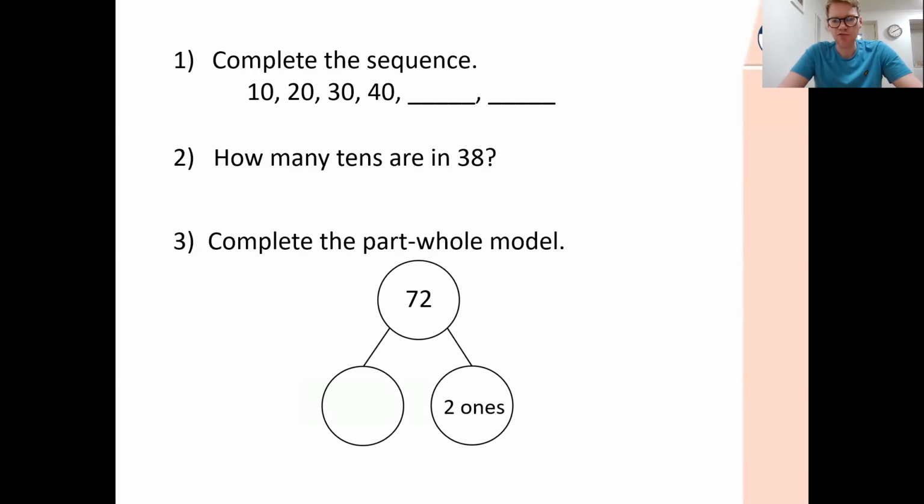So just start off by pausing the video here and having a quick recap on what we already know about tens. So have a go at these questions and come back as soon as you're ready. Okay, so when we're completing the sequence, obviously that was going up in tens, so 50 and 60. How many tens are there in 38? It's 3, there's 3 tens. And our part whole model here, 72, is made up of 2 ones and 7 tens.